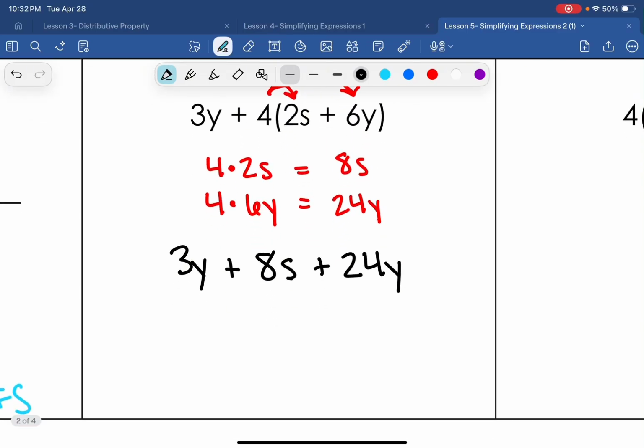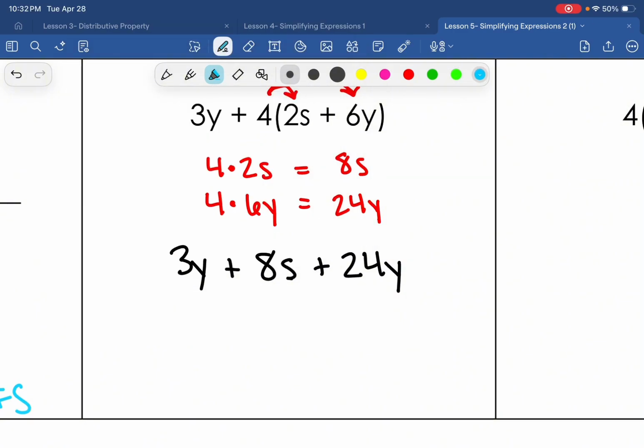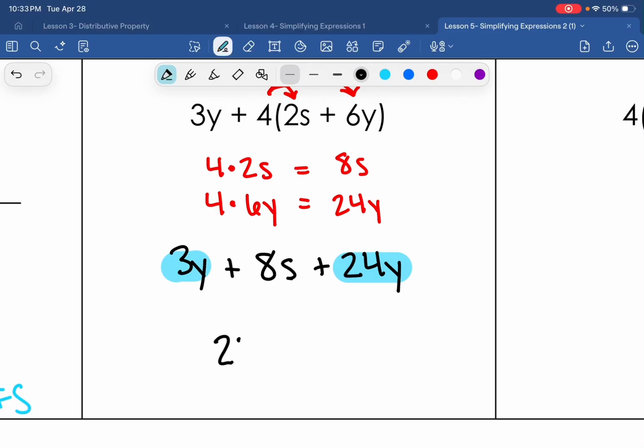All right, now I can combine like terms. So I'm going to look for things that have the same variable. And it looks like I have 3y and 24y. And I'm going to follow the operation sign in front. So I'm going to do 3 plus 24. So I'm going to get 27y. And 8s doesn't have anything to combine with, so that just comes down. So your simplified expression now is 27y plus 8s.